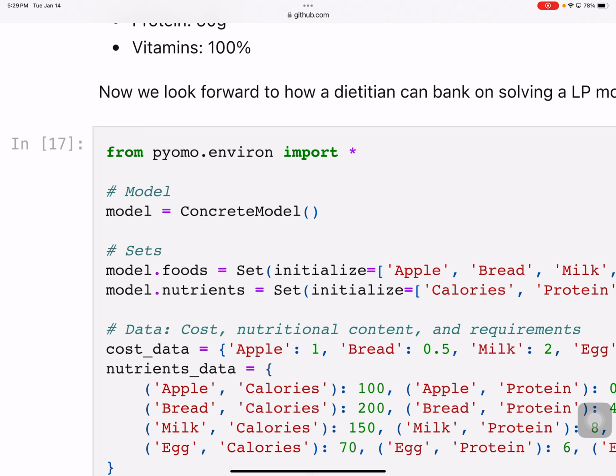Pyomo has two different types of model. One is called a concrete model. The other is called an abstract model. I would recommend you just go with a concrete model. Don't worry about the abstract model.